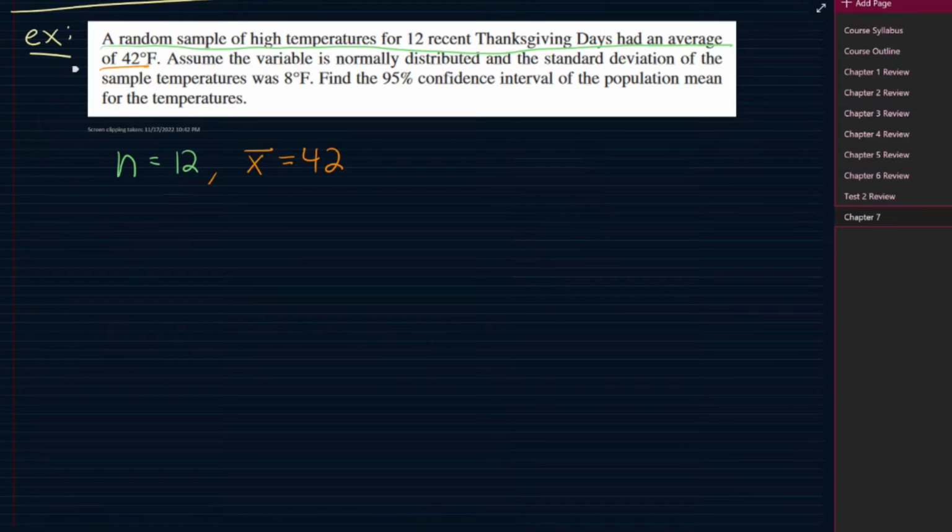So the standard deviation of the sample, what's that? Remember, that's S. We don't know the standard deviation of the population. We know the standard deviation of the sample. So we know S, not sigma. And so that will tell us which formula to use. And it's a 95% confidence interval. Tells us that right here. We're going to need to know that when looking up the t star value.